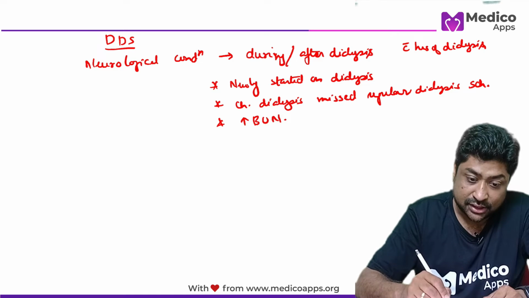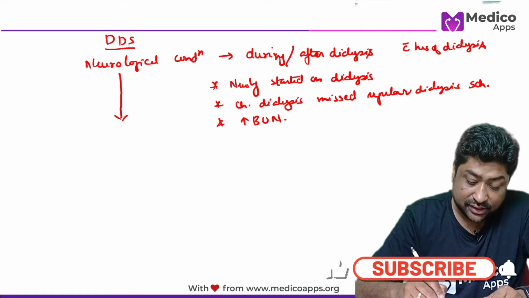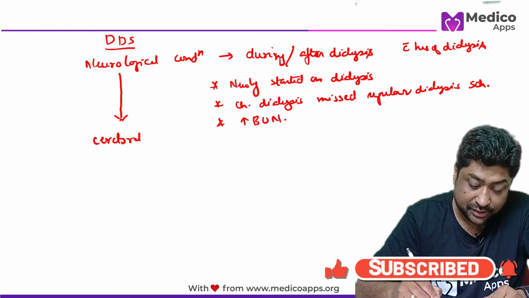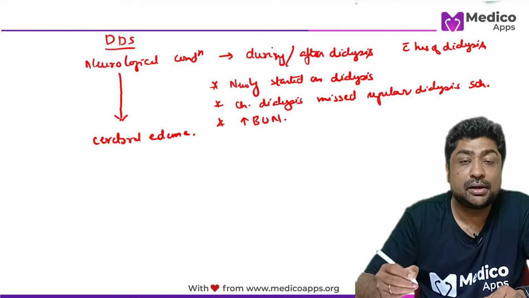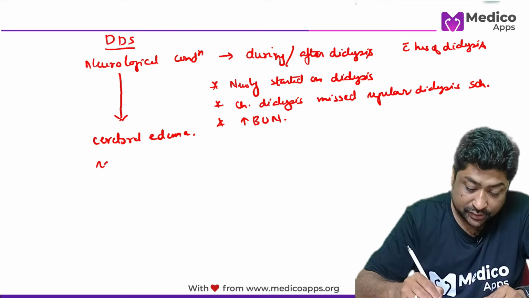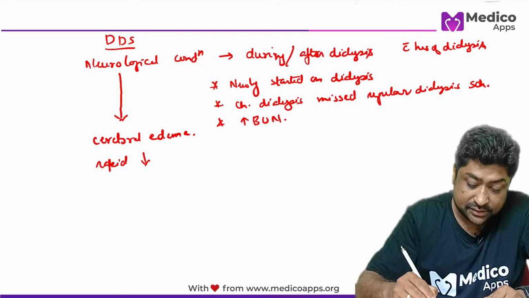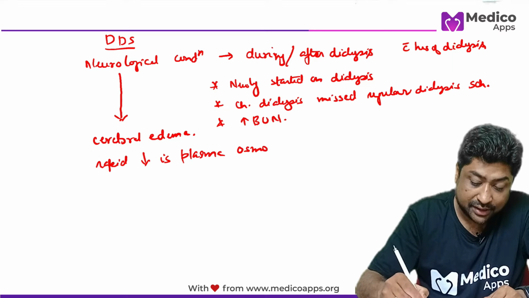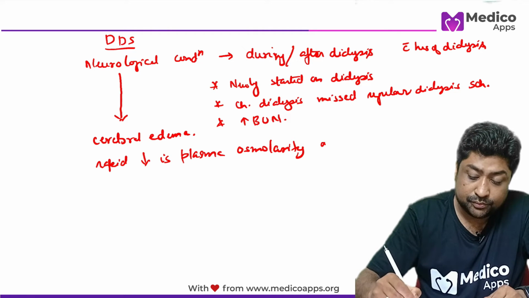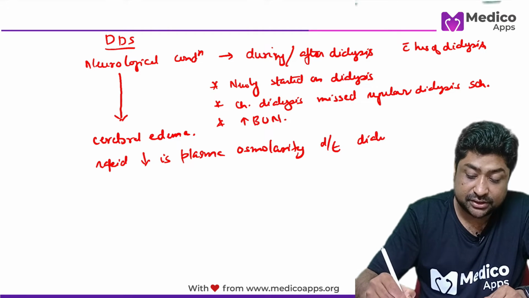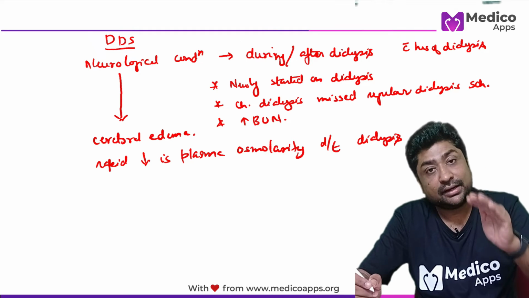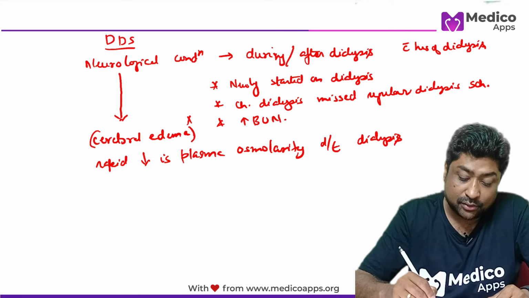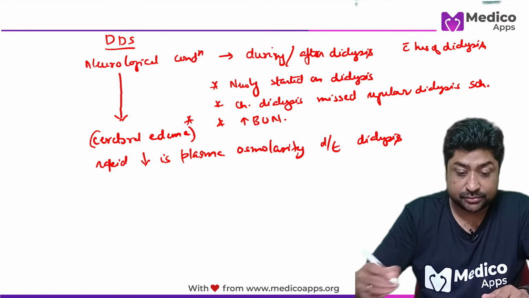So what is the pathogenesis? Basically, the pathogenesis is cerebral edema. And why does this cerebral edema happen? Because of the rapid decrease in plasma osmolality due to dialysis. So when these patients undergo dialysis, there is a rapid decrease in the plasma osmolality, leading to cerebral edema and causing dialysis disequilibrium syndrome.